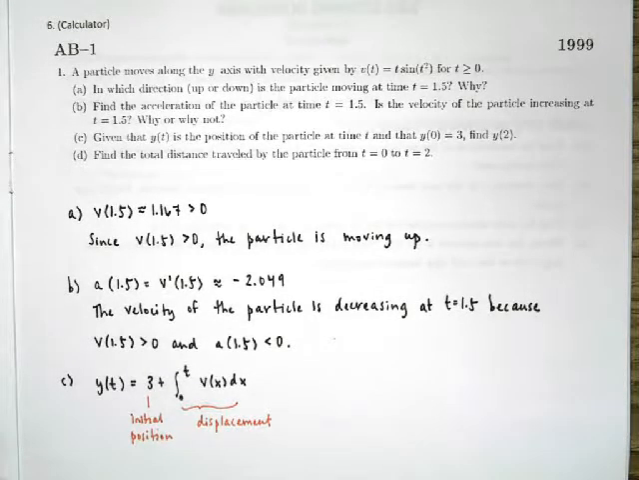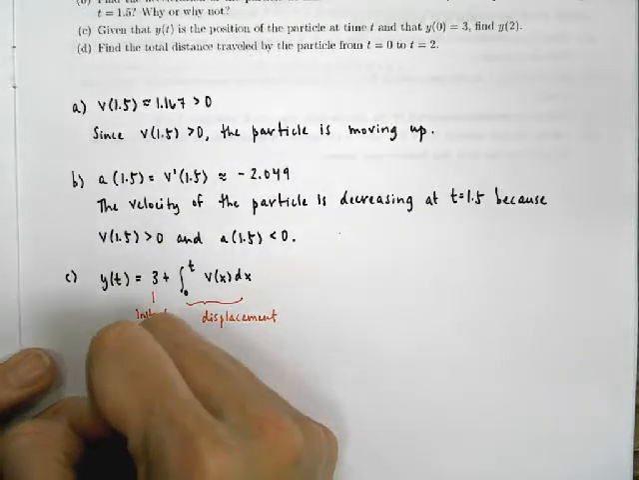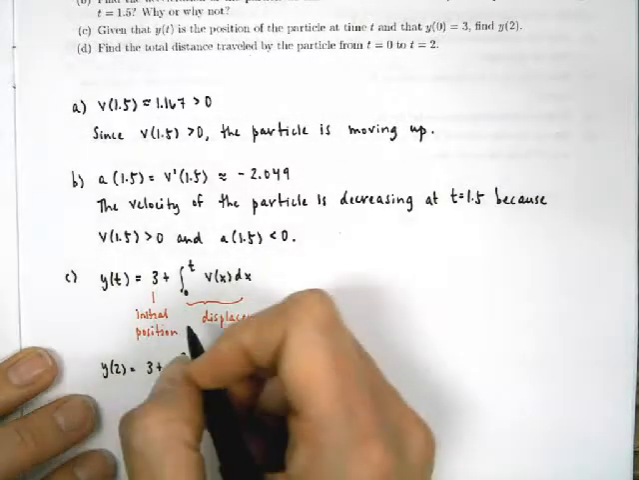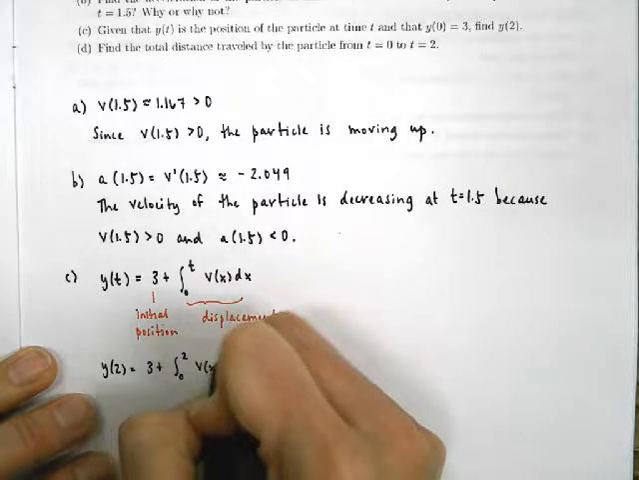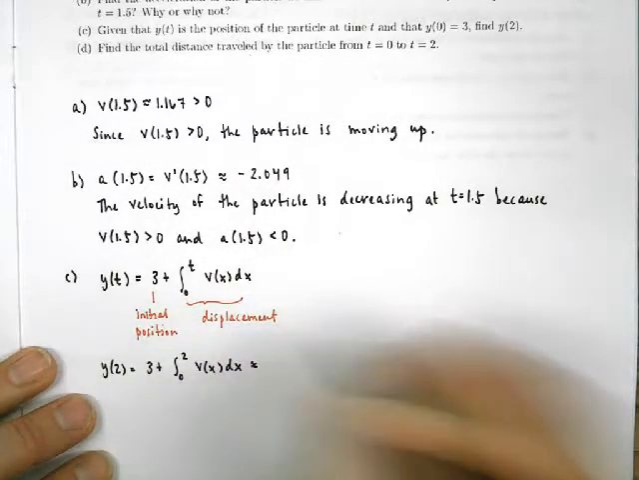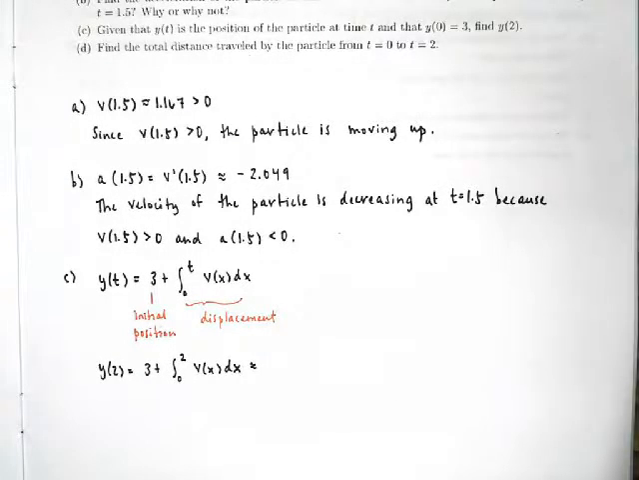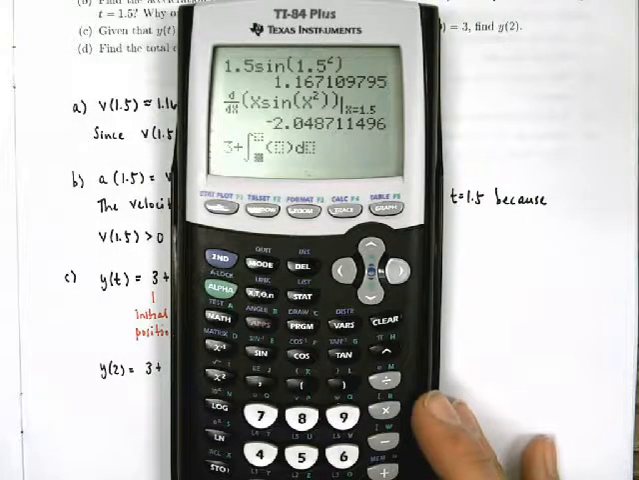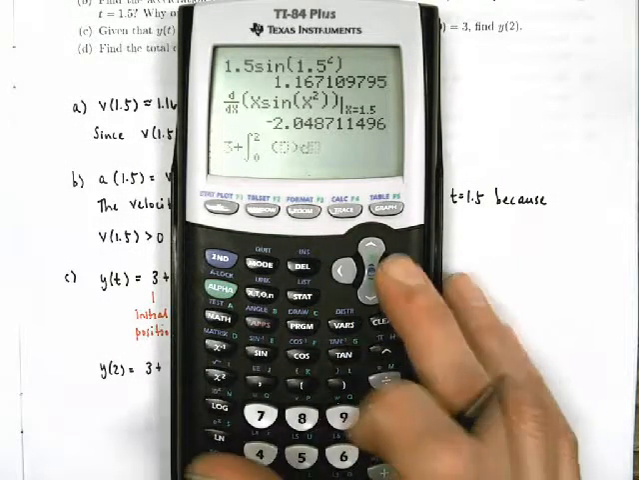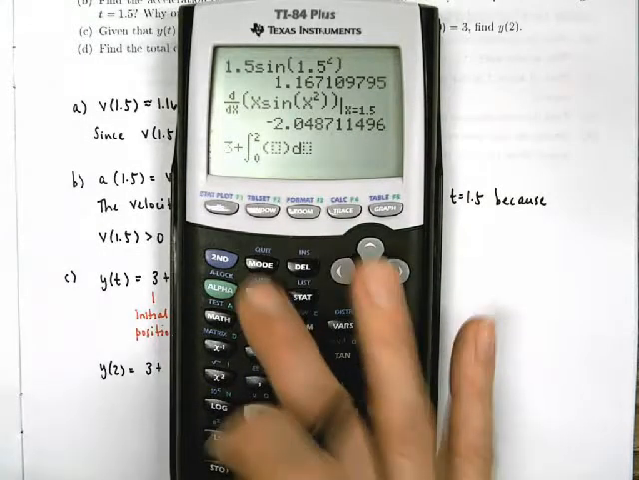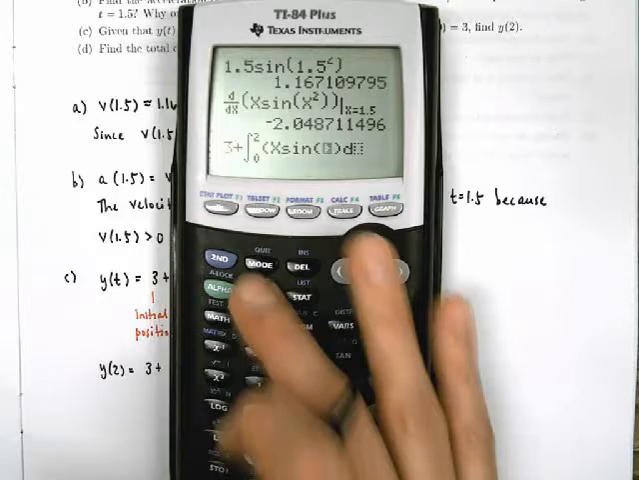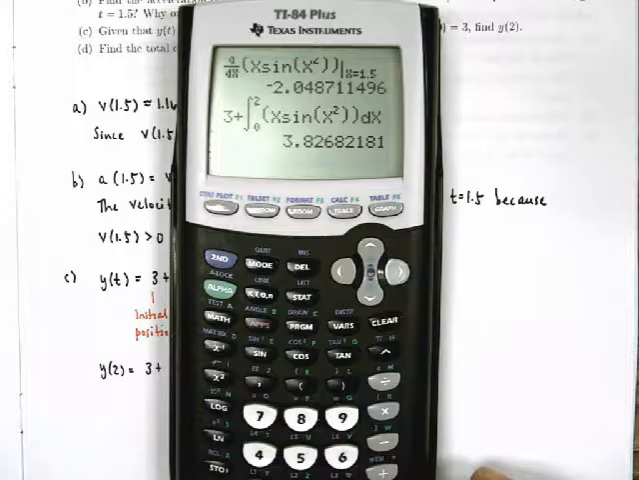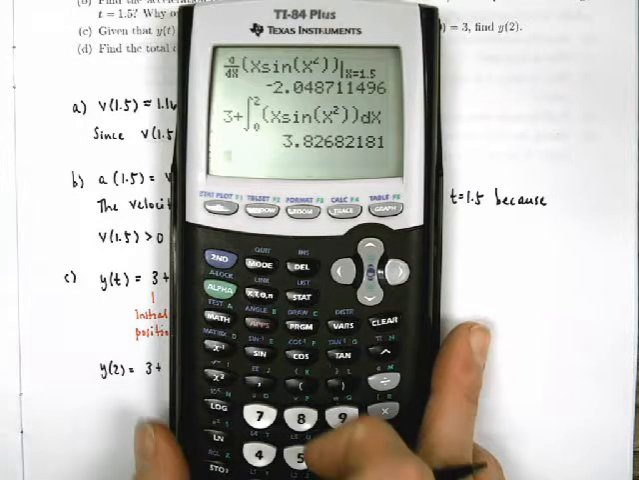So now, if I want to find y of 2, I know that's our initial plus the integral from 0 to 2 of our velocity function. And again, here I'm going to use my calculator. So I have 3 plus, and we use math 9. There's my integral from 0 to 2. And we're going to plug in our velocity function. So x times the sine of x squared dx. And we get a new position of 3.827.